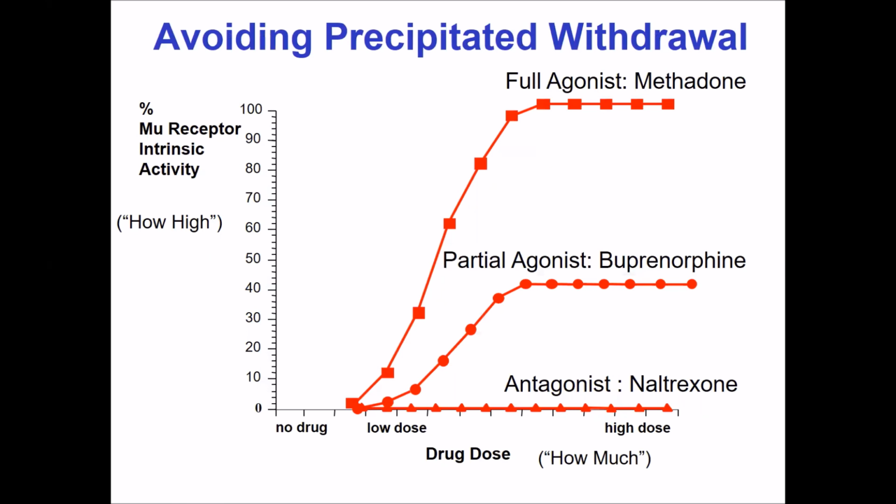Okay, so how do you avoid precipitated withdrawal? Again, it's all about the timing. If you're starting with a lot of opioid receptors activated up on this higher curve, and you give somebody buprenorphine, you're going to bring them down to that plateau of a partial agonist. Whereas if you start with, say, 10 or 20% of your opioid receptors activated, and you give somebody buprenorphine, they're going to feel much better, and you're going to bring them up to that plateau level eventually. And they'll keep coming back for more.